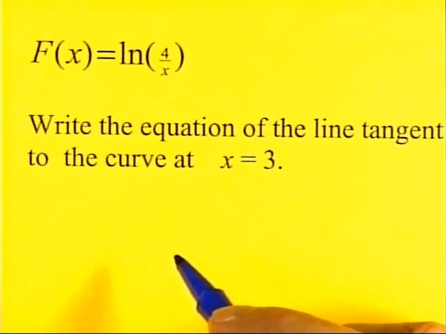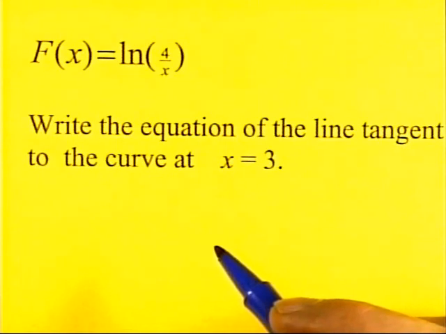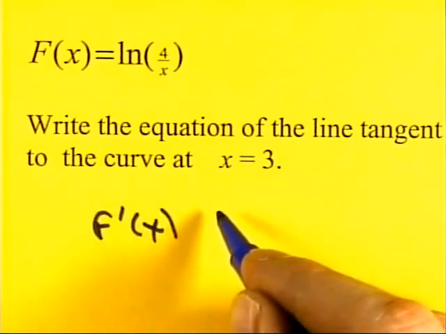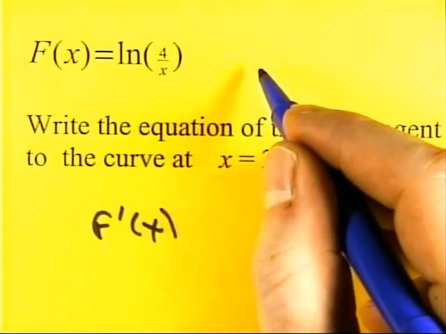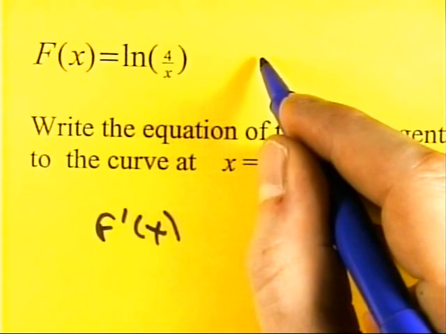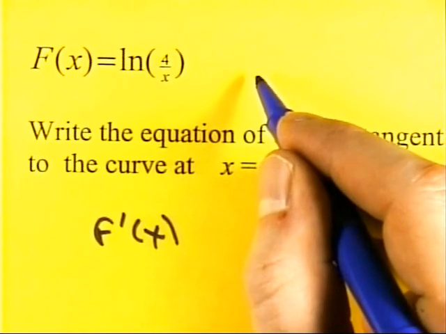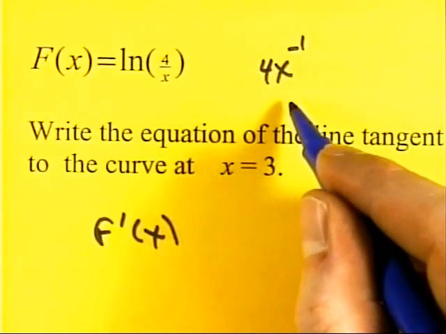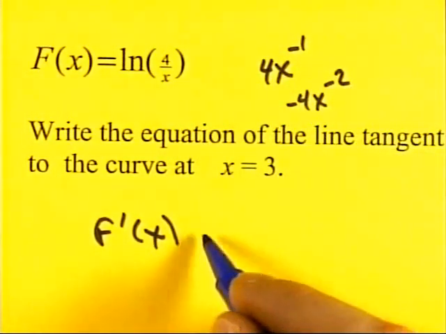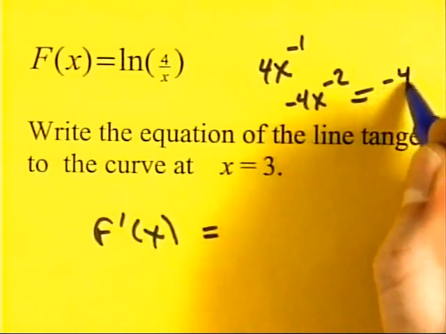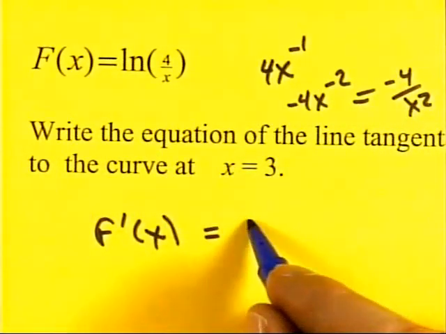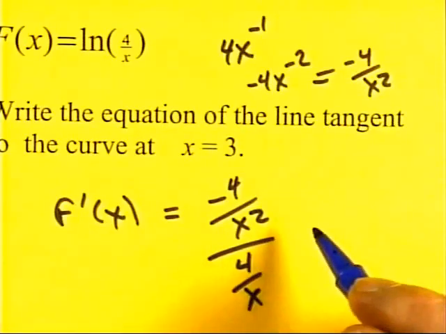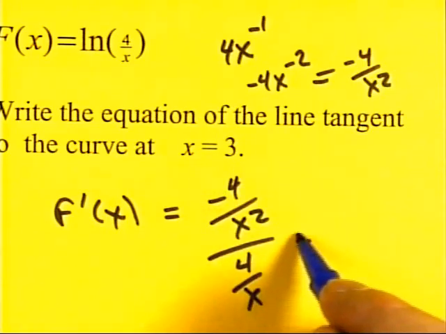You take the derivative of what's inside and put it over 4 over x. Okay, what's the derivative of what's inside? Negative 4 over x squared, right, because what's inside is 4x to the negative 1, so the derivative is negative 4x to the negative 2, equal to negative 4 over x squared. So it's the derivative of that divided by that. Now, what does that simplify to? Negative 1 over x.